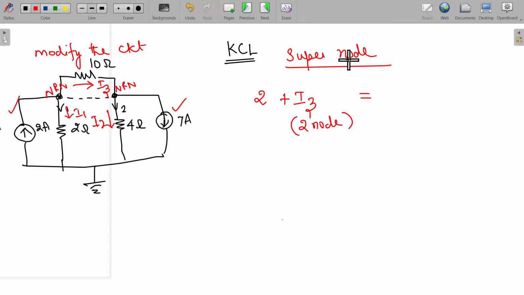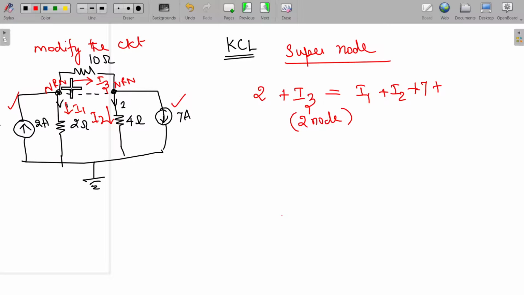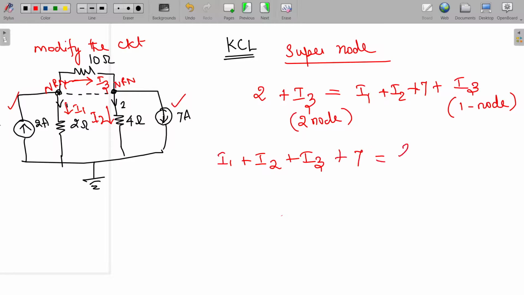That is equal to the leaving currents. This I1 current is leaving, plus I2 current is leaving, plus the 7 amps is leaving. And one more thing, this I3 current is leaving from this first node, so I3 current is also to be included. We must know that it is leaving the first node. So we can rewrite this as I1 plus I2 plus I3 plus 7, equal to 2 plus I3.